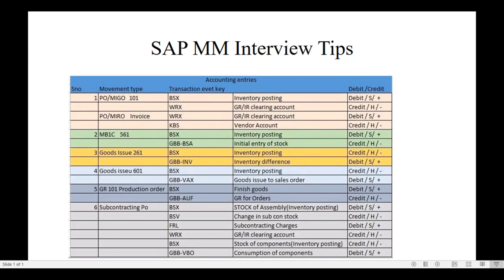Then goods issue 601: BSX credit, GBB debit. And goods received against the production order: BSX debit, GBB credit.